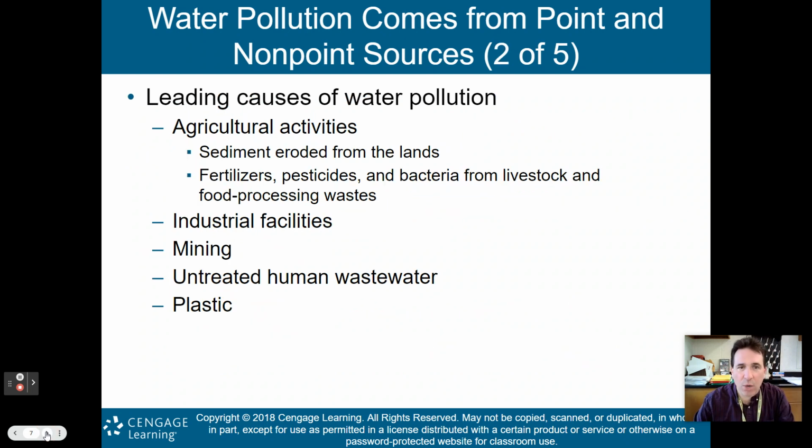So, leading causes of water pollution, again, agricultural activities, number one, because of all these excess nutrients we put into the soil to help increase our crop yields, which, in a previous chapter, we talked about maybe doesn't increase them as much as we had previously thought, right? But because of all these fertilizers, that then ends up going into our waterways. Not only that, but sediment from eroded lands as well goes into our waterways. Pesticides, right? Bacteria from livestock and food processing waste as well go into those rivers. So again, agricultural activities, the leading causes of water pollution. Number two would be industrial facilities like power plants, things like that. Mining, untreated human wastewater, and then plastic debris comes in last as where we get our water pollution from.